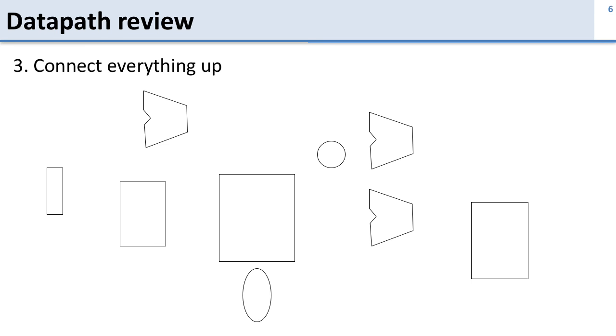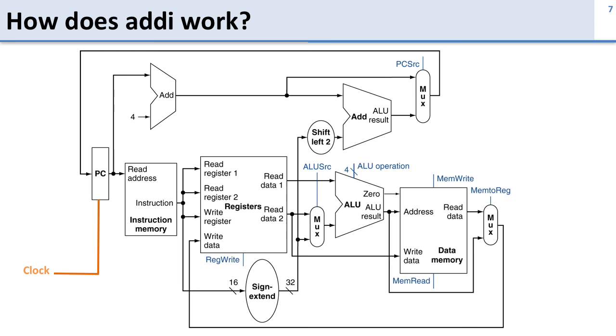Finally, go ahead and connect everything up. So how does this data path move data around? So let's take a look at what we have.